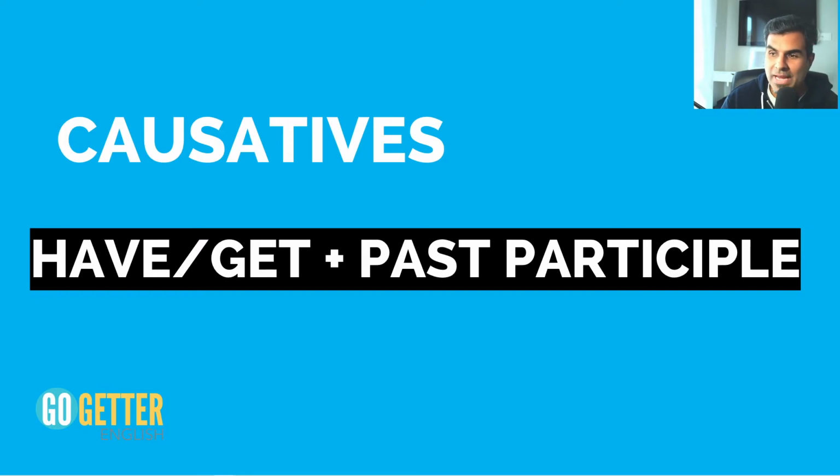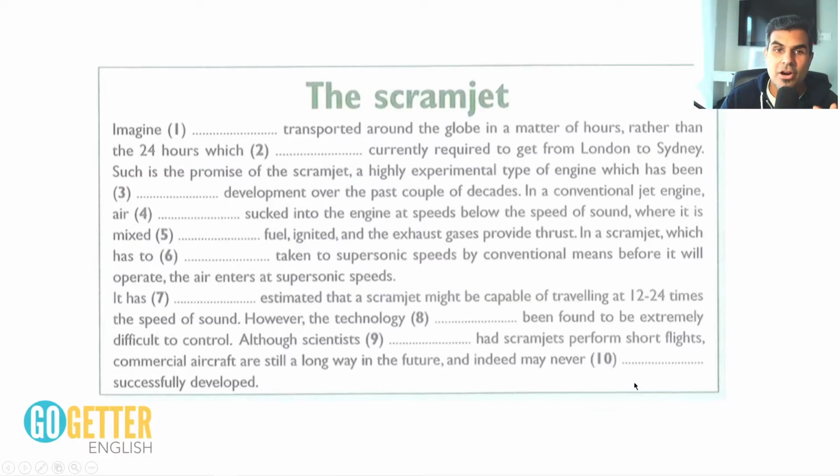Well, let's go right ahead and take a look at our exercise of the day. Today we're going to be talking about the scramjet. This is a wonderful exercise taken from the book Destinations C1. If you don't have that book yet, you need to get a hold of that book. It's a wonderful book to actually practice your grammar and vocabulary. So let's take a look at this exercise together.